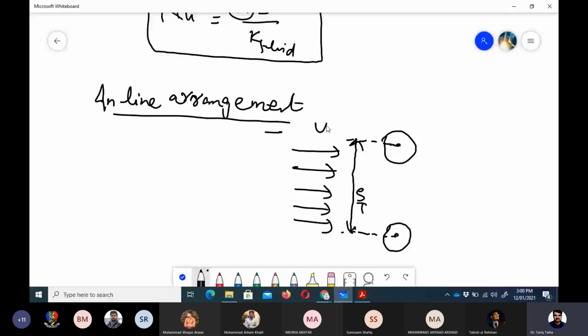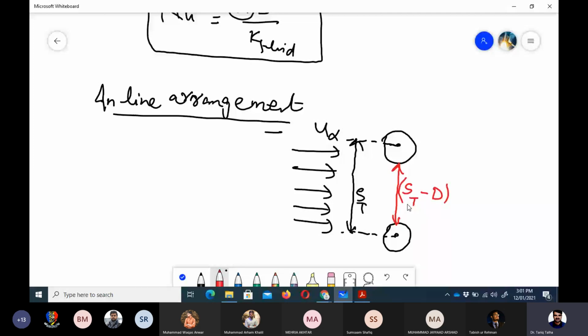Now, can anyone tell me where would be the maximum velocity? At which cross section we would have the maximum velocity in x? Because if you remember your thermodynamics course, the place where we have got the least cross section, at that point we would have the maximum velocity. So that is this place. Here, the distance between these two is st minus d, right?